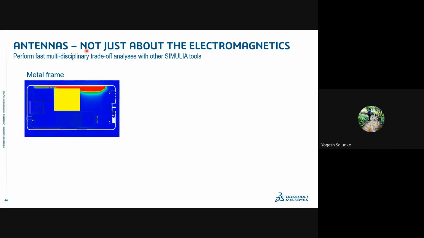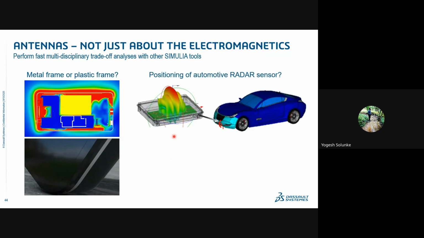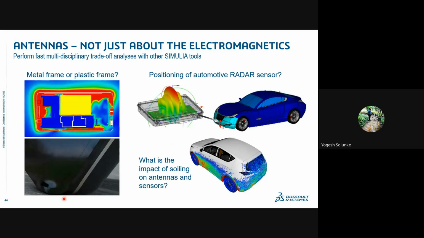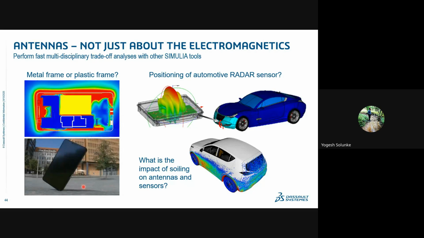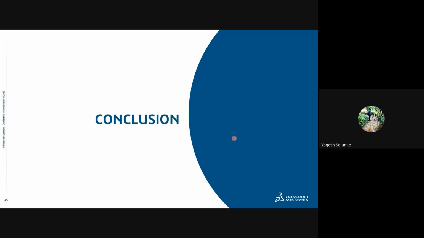Again, antennas are not just for electromagnetic analysis. Away from that, you can check whether the performance is still there once it has fallen from a particular height. That analysis you can also do with the help of Abaqus and CST collaboratively. Which material I need to use, and for that purpose you can also have this metal frame analysis for a car and all.